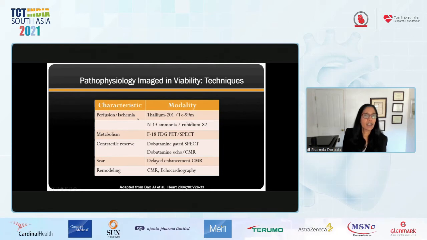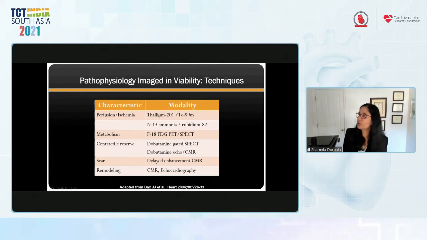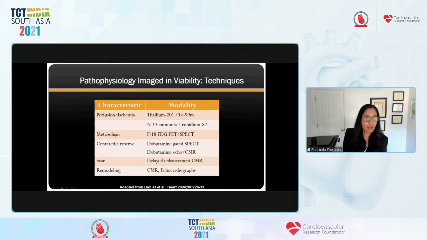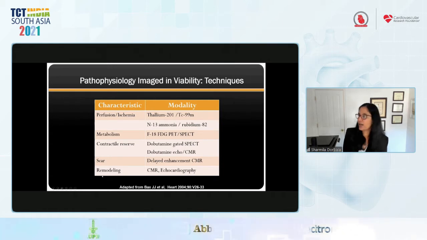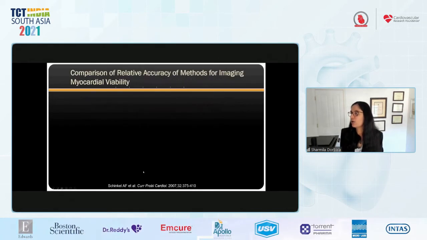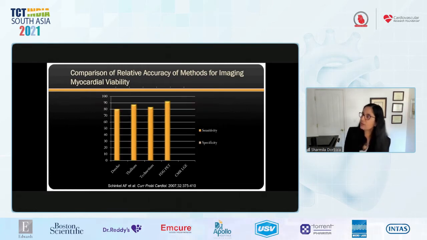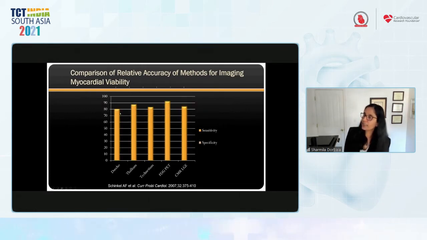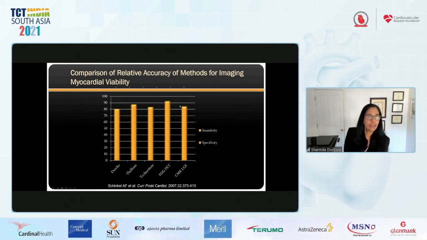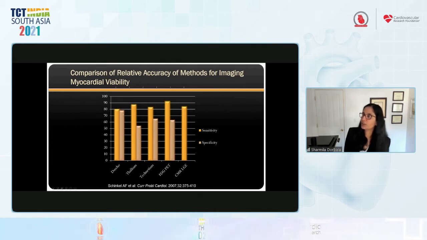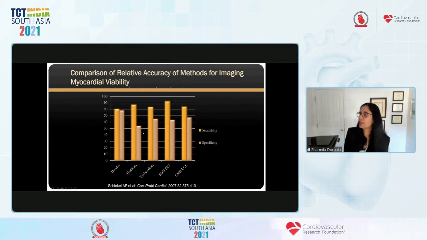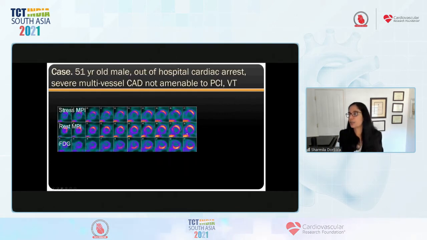So a number of tests are now available to image this. You can look at perfusion with SPECT or PET tracers, metabolic imaging with F18 FDG, contractile reserve with low-dose dobutamine echo or MRI, imaging of scar with late gadolinium enhancement with MR imaging, and myocardial remodeling with MRI or echocardiography. When you look at the relative sensitivities, you'll notice that radionuclide methods are slightly more sensitive compared to contractile function assessment, and contractile function assessment is relatively more specific compared to perfusion as well as other methodologies.